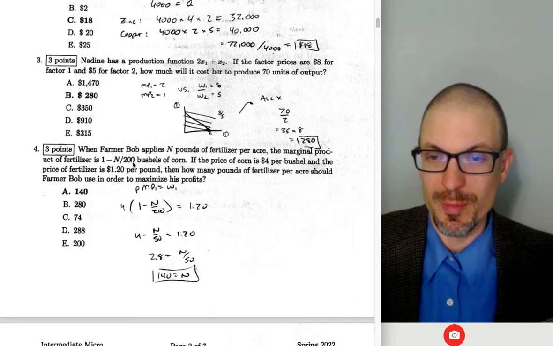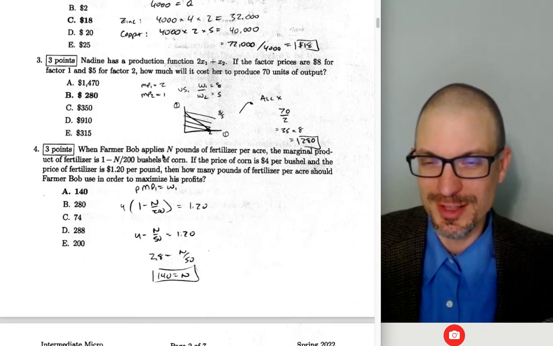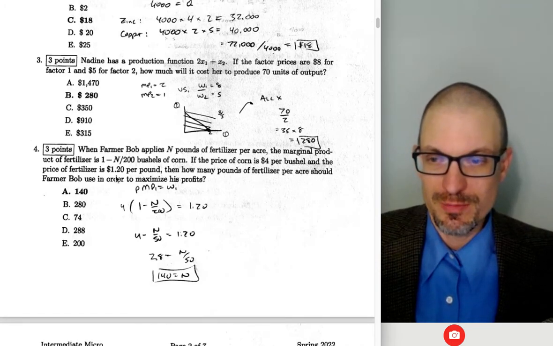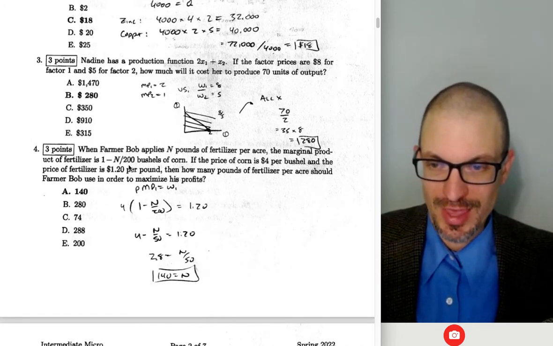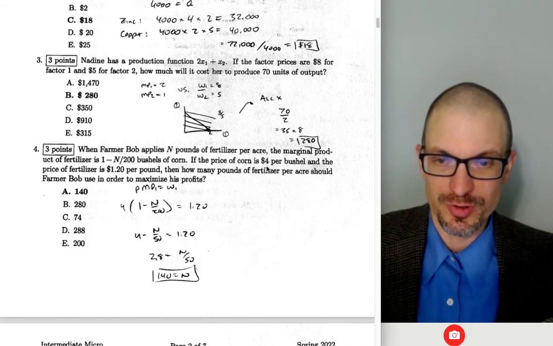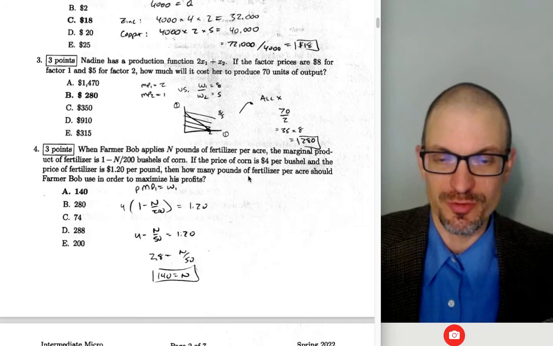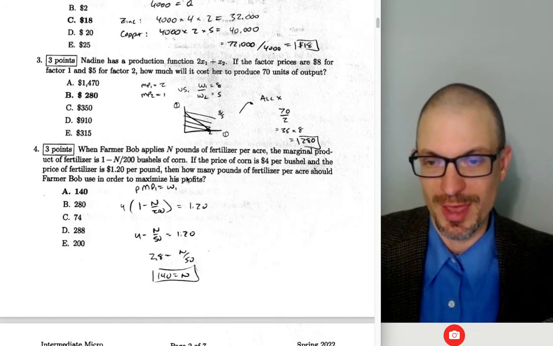All right, so now we've got Farmer Bob. Remember I mentioned the Farmer Bob problems? So we've got Farmer Bob producing n units of fertilizer per acre. Marginal product of fertilizer is 1 minus n over 200 bushels of corn. If price of corn is $4 per bushel, price of fertilizer is $1.20 per pound. How many pounds of fertilizer per acre should Farmer Bob use to maximize profits?